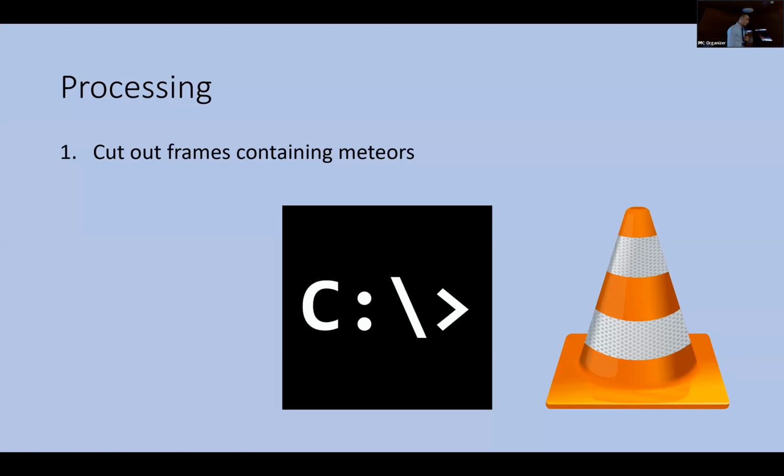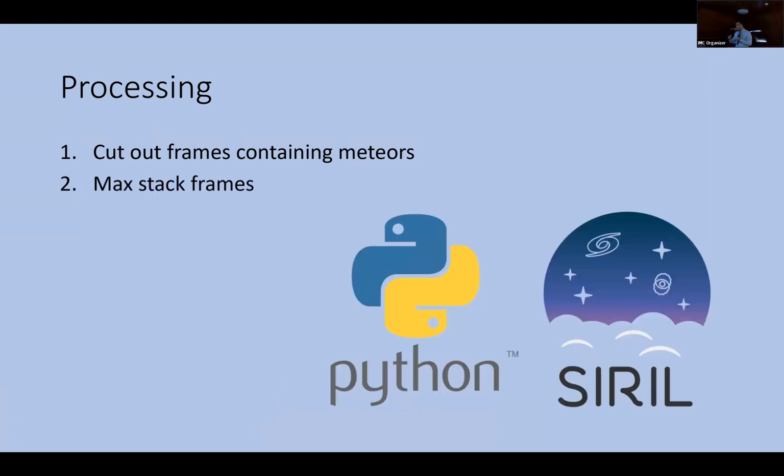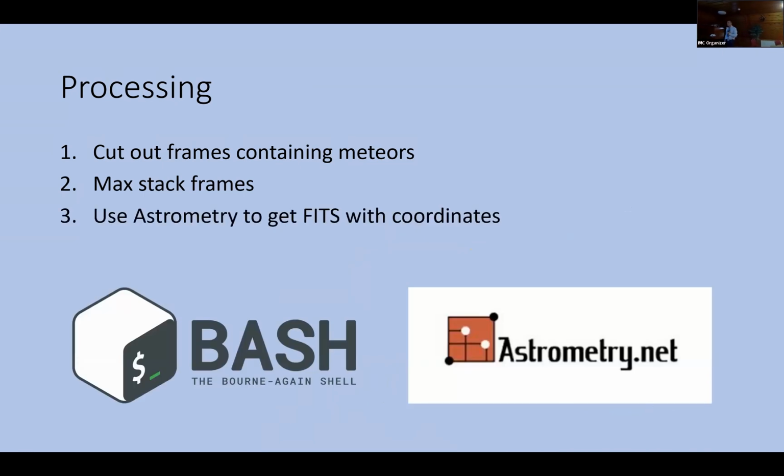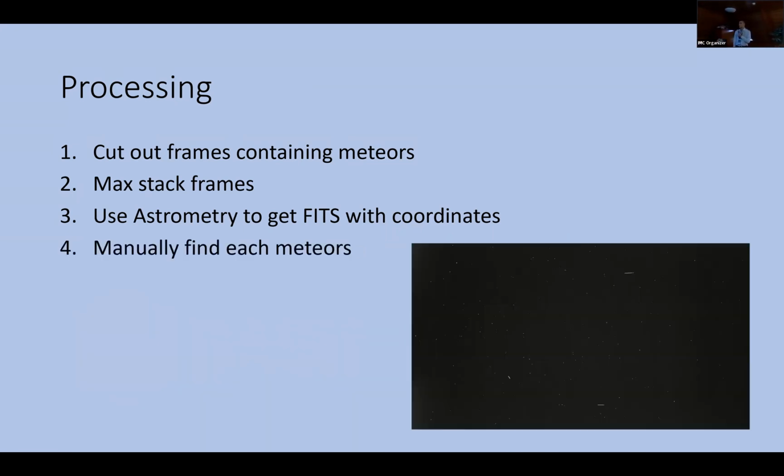Then the processing. This is the part where I have to mention that we are newcomers to the meteor business, so we have no idea how this works. So we have to make it up in a way. It's a really handmade and craft method of analyzing. I cut off the frames from the meteors and used max stacking to have actual files where the meteors are visible. Then we use astrometry to get the fixed files and the coordinates of each meteor. And then was the fun part when we manually had to find each meteor and get the coordinates.